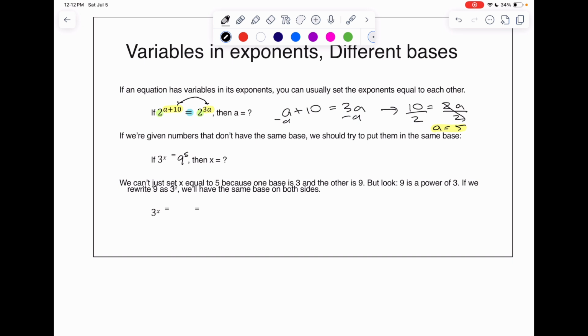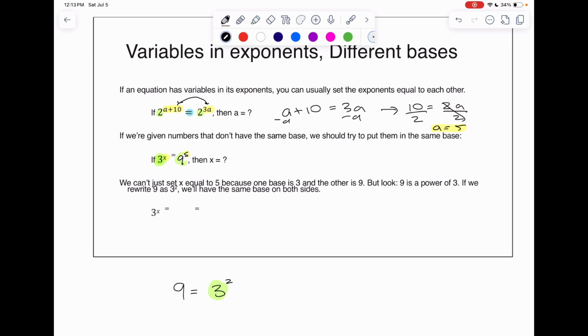Okay, let's think about this. Now, do you think I could say that x equals 5? No, I can't say that because the bases aren't the same. Now, if I wanted to make the bases the same, I absolutely could. You might remember, we can rewrite 9 in a creative way as 3 to the 2nd power. Why did I choose 3 to the 2nd power? Well, so our bases will match each other.